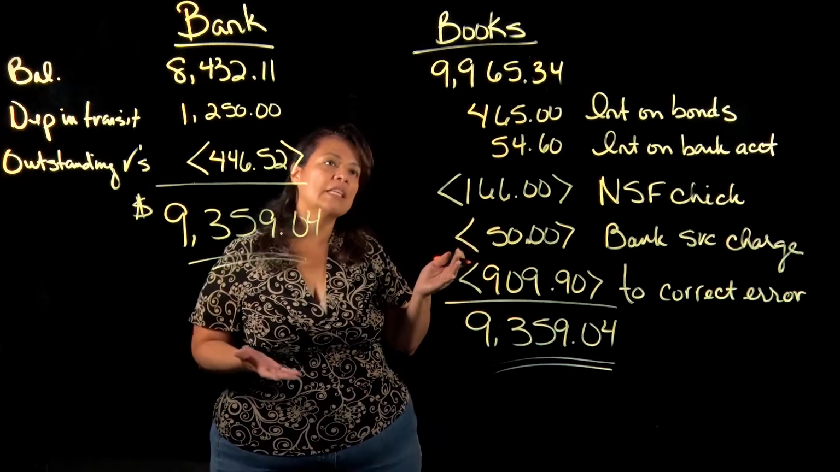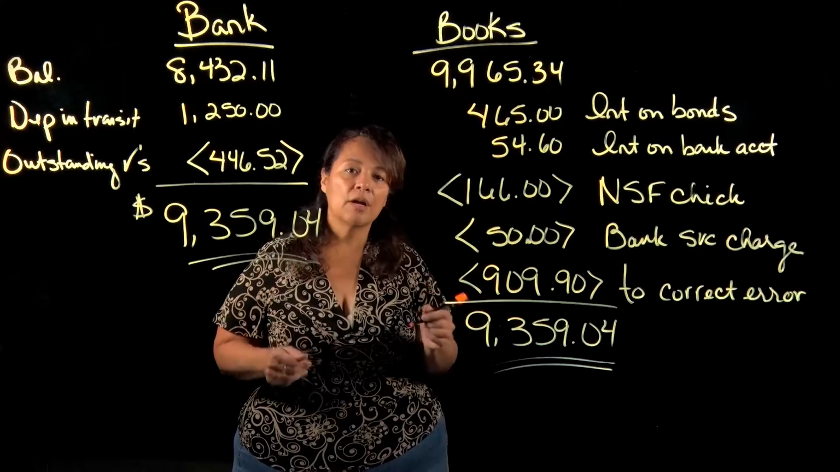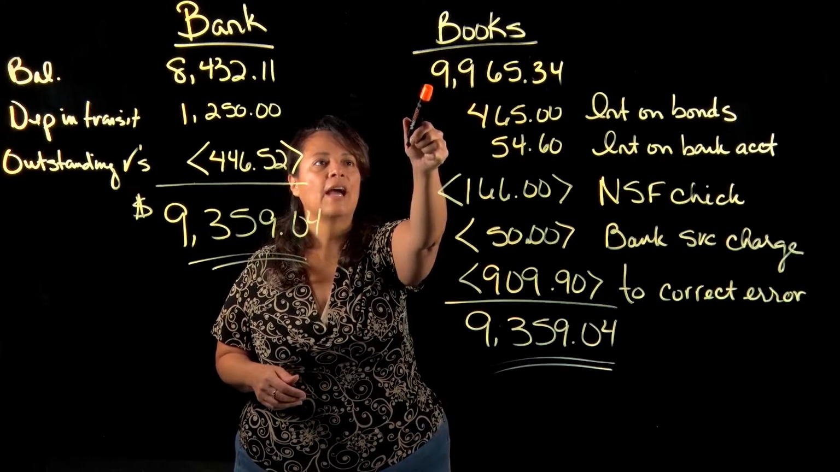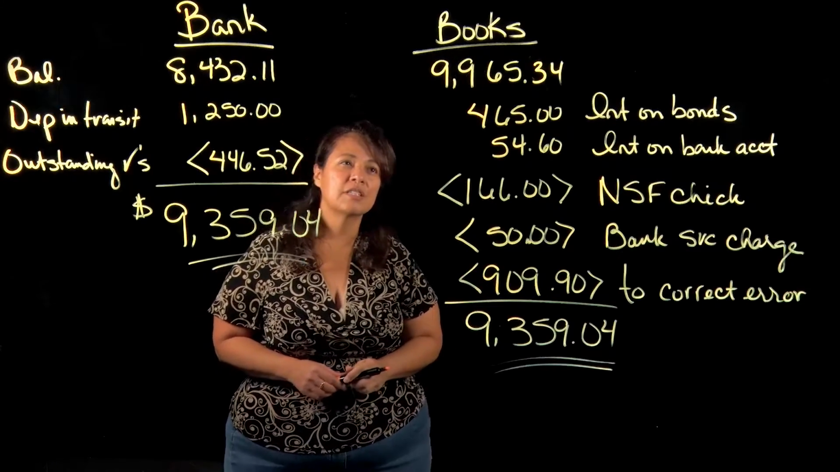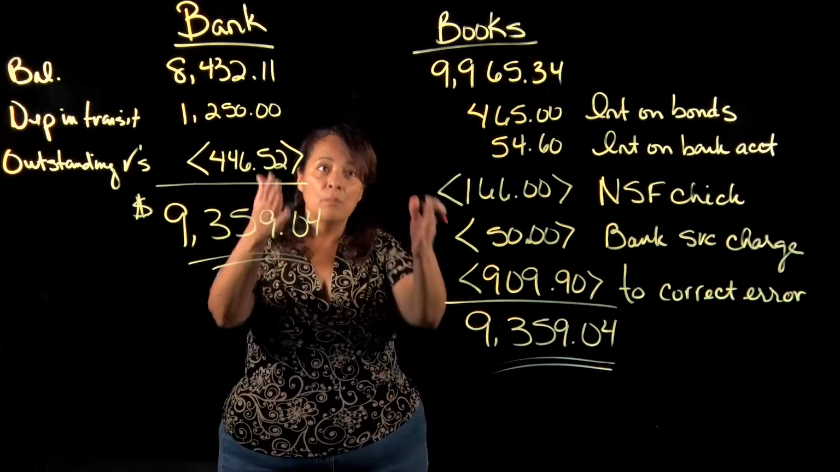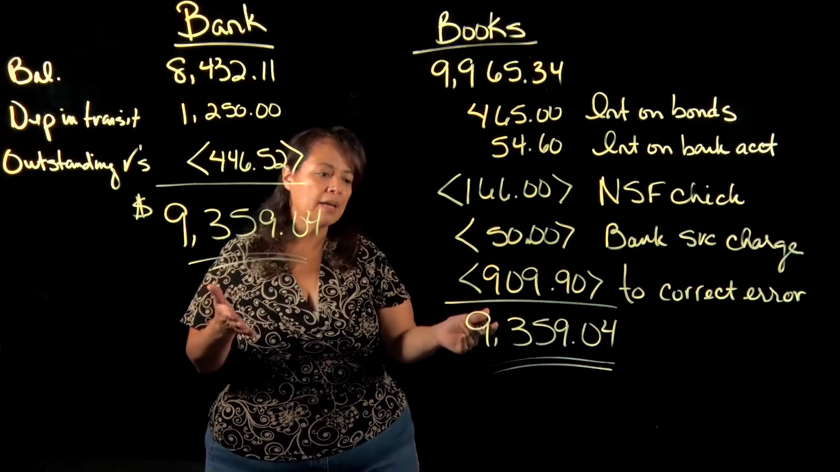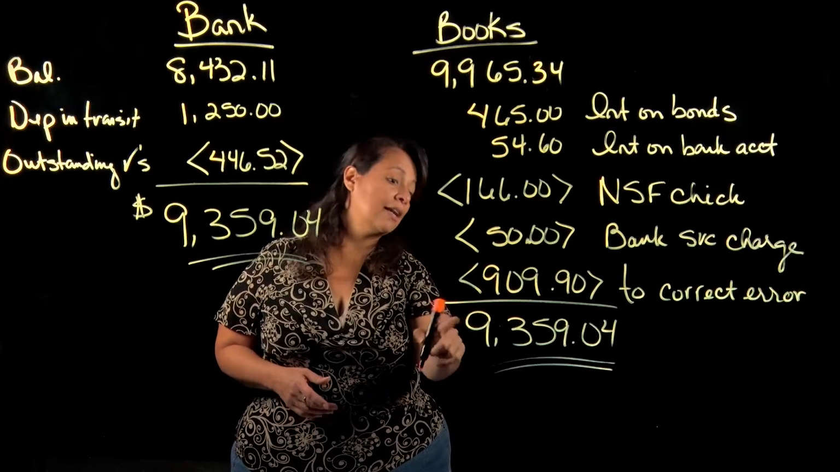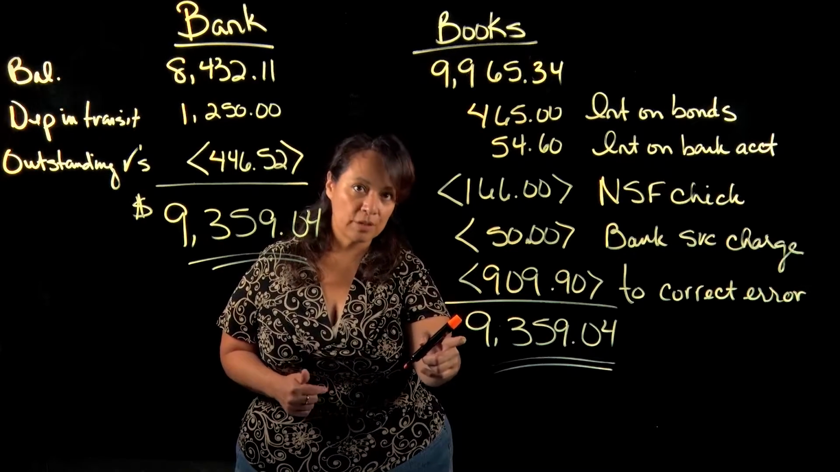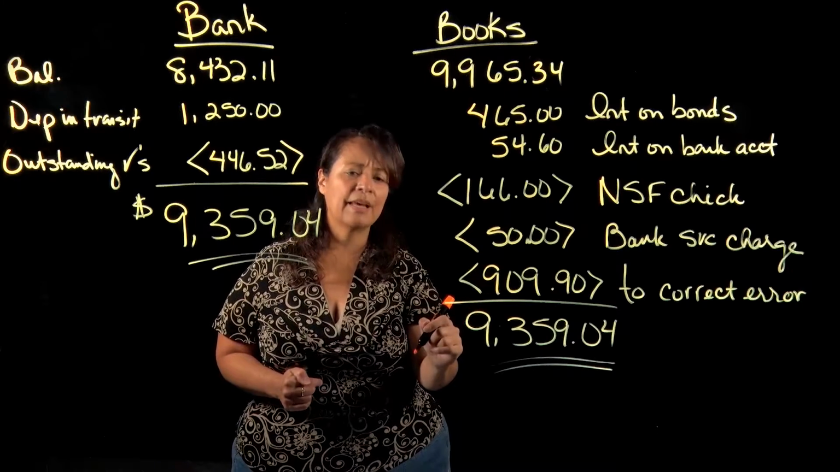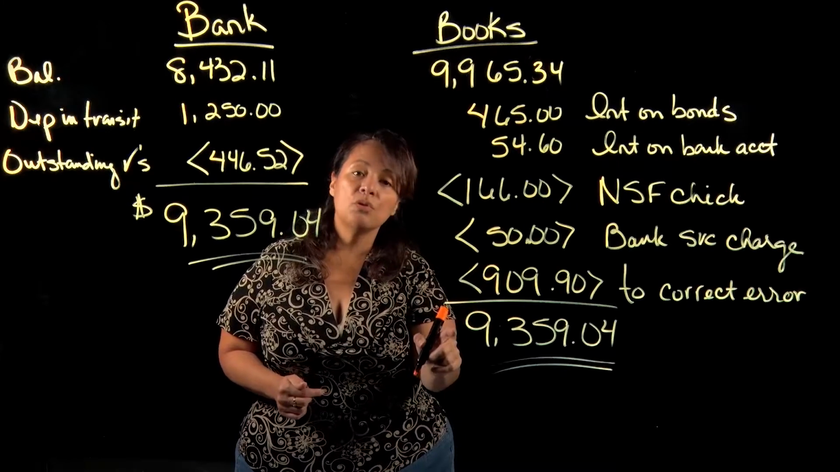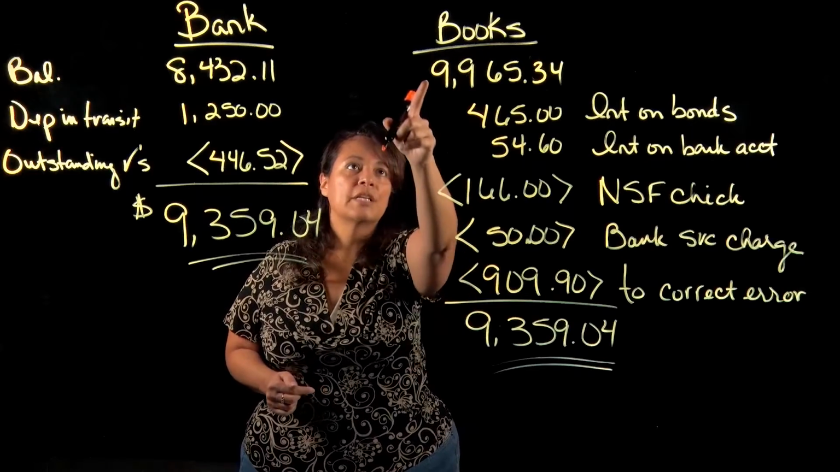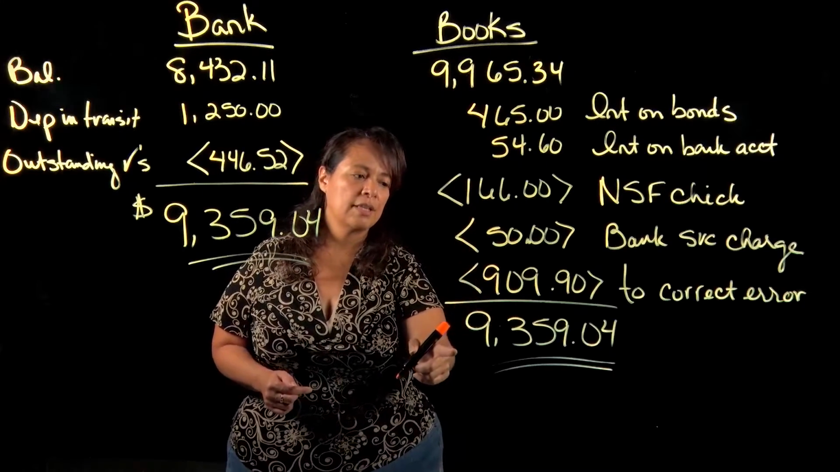All right, so let's look at this. Right now, our company's books and records say that cash is $9,965.34. But you know, because you reconciled your bank account, that it should be $9,359.04. So you need to make a journal entry to adjust cash from this number to this number.